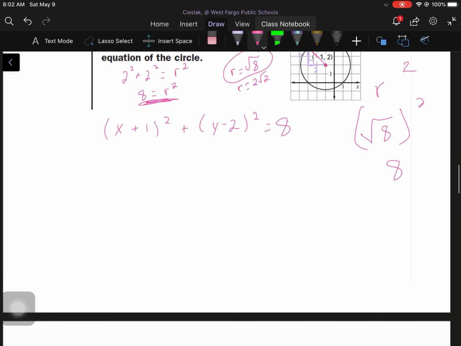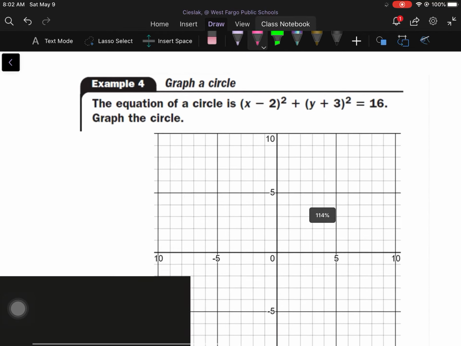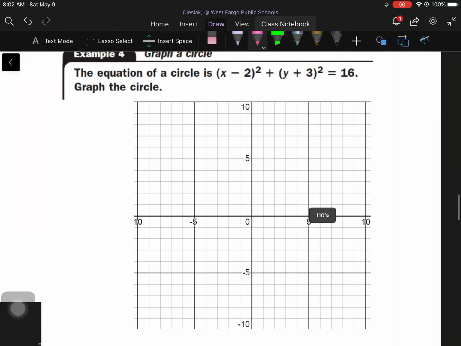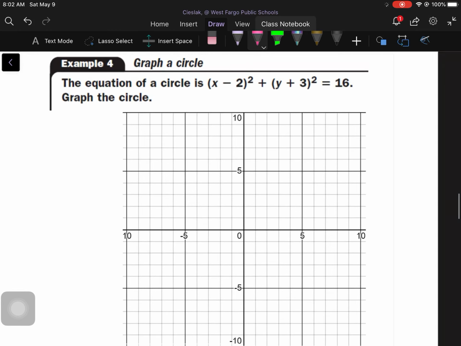Okay? So the next one here, example 4 says the equation of a circle is given to us there.